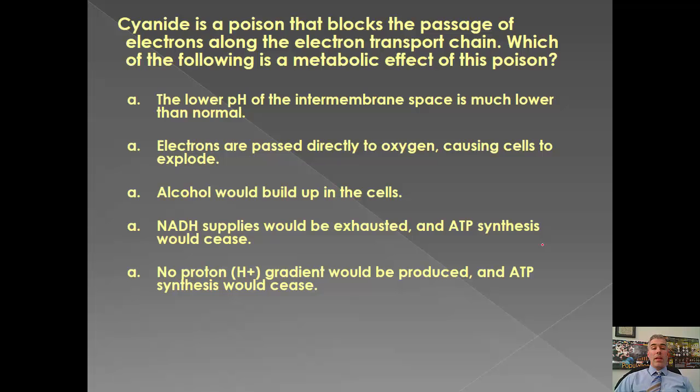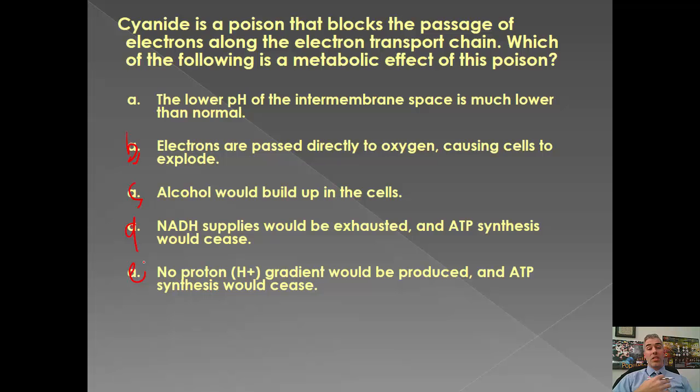A, the pH in the inner membrane space is much lower than normal. No, because we're not pumping hydrogens up there. That would keep it less low than normal, so it can't be A. I know these all say A. I'm sorry, let me change them. A, B, C, D, and E. Electrons are passed directly to oxygen, causing the cells to explode. That makes absolutely no sense. Alcohol would build up in the cells.